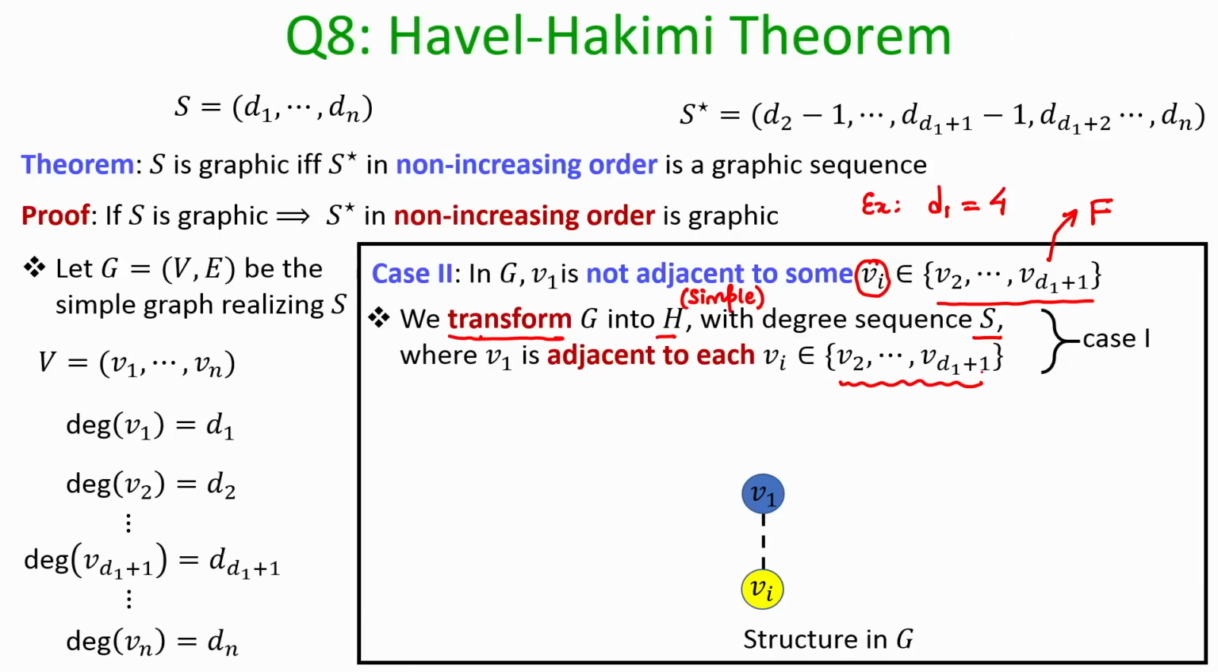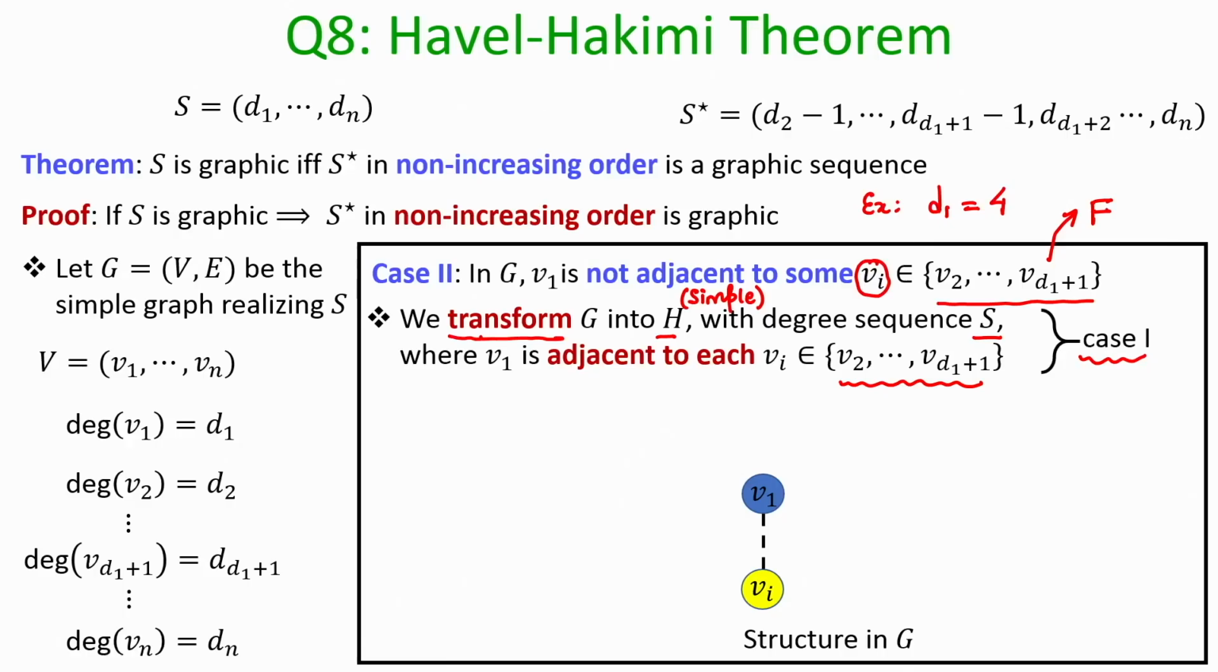That means the degree d 1 which is attributed to the vertex V 1 is coming because of the edges between V 1 and V 2, V 1 and V 3, V 1 and V 4, and so on up to the d plus 1th vertex. That means my transformed graph H is exactly having the same structure as we had for the graph G in case 1. And now I can apply the same argument that we used for case 1.